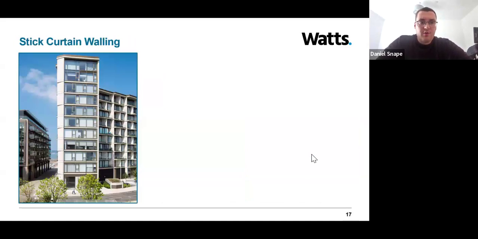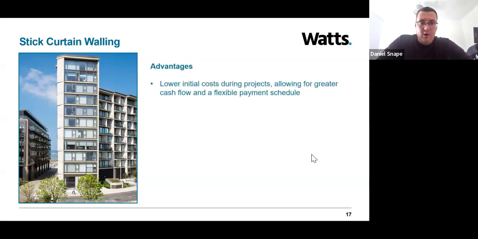So let's move on to stick curtain walling and look at some of the key advantages that may sway building owners to use this form of construction. One of the main advantages really is the lower initial costs during projects. This form of curtain walling generally requires lower initial costs and lower upfront investment.